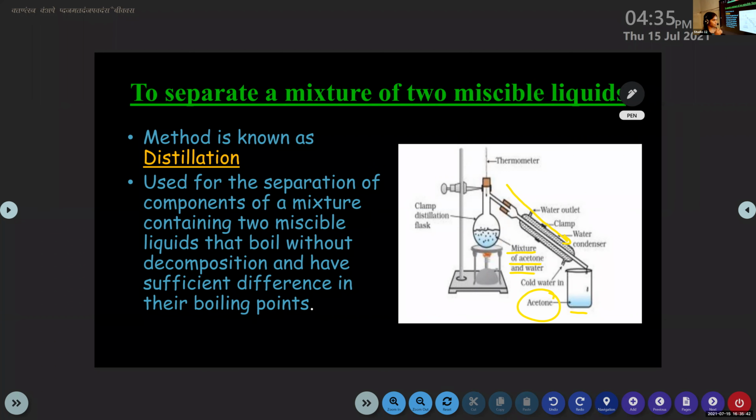This is clear. I will repeat it once again. We just take a distillation flask. It is connected to a thermometer. Then we place this distillation flask above the tripod stand with burner. Then we connect this distillation flask to a condenser and another beaker is placed to collect this liquid. On heating, acetone starts boiling, vaporizes and condenses, and we can collect it in a separate beaker. Then this water will remain in this distillation flask itself.